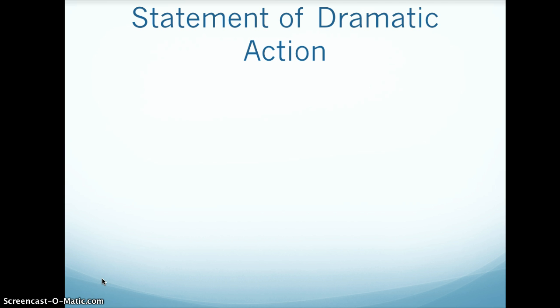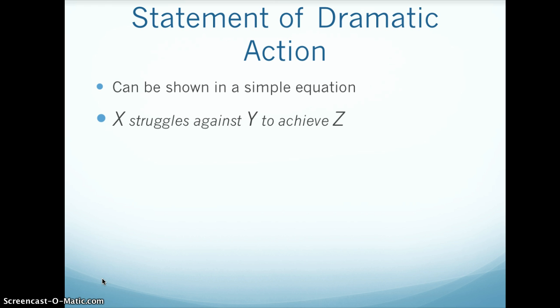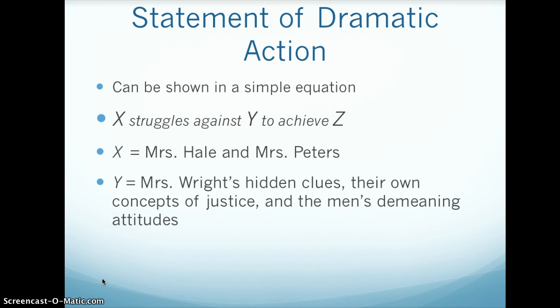Now, in order to understand the overall arc of the story, I'm going to introduce to you something that I call a statement of dramatic action. It's a very, very simple statement that can be shown as an equation. X represents the protagonist who struggles against Y, some outside force or forces, to achieve a goal which we'll call Z. In this case, we have Mrs. Hale and Mrs. Peters. Now, what are they struggling against? Let's think about this a minute. I think there's three things.